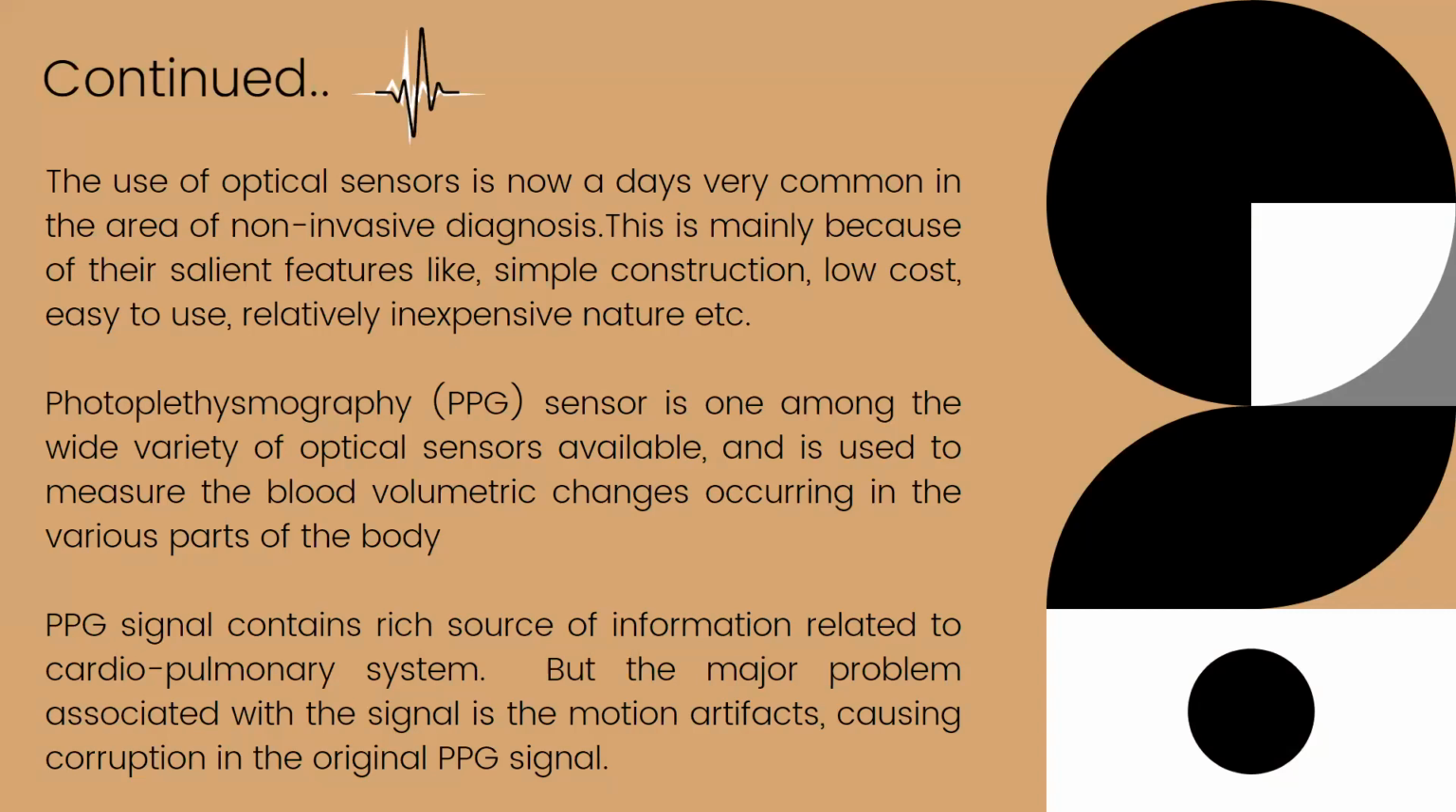The PPG signal contains a rich source of information related to the cardiopulmonary system, but the major problem associated with the signal is the motion artifacts, causing corruption in the original PPG signal.